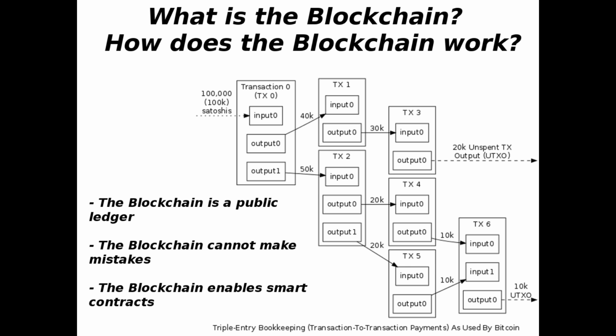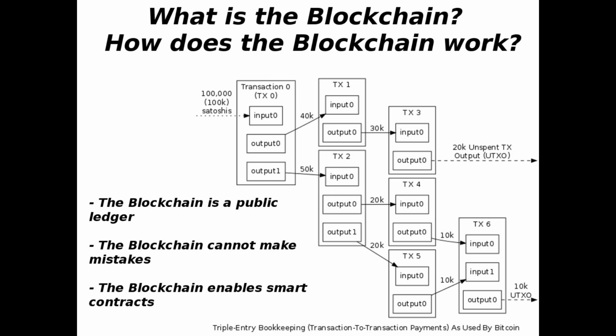So you've got 100,000 Bitcoins in the first wallet. We're moving 40,000 out from TX0 to TX1, 50,000 out to TX2, so that leaves 10,000 in TX0. Then from TX1, you've got 40,000 in there. We're going to move 30,000 out to TX3. That leaves 10,000 in TX1. In TX2, there is 50,000 coming from TX0. We're putting 20,000 in TX4 and 20,000 in TX5.